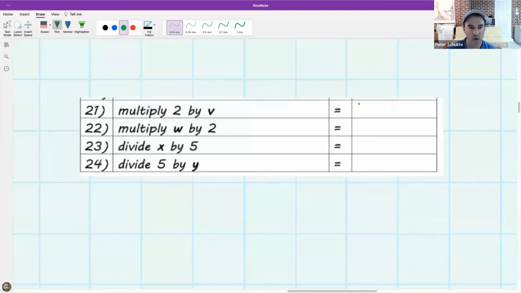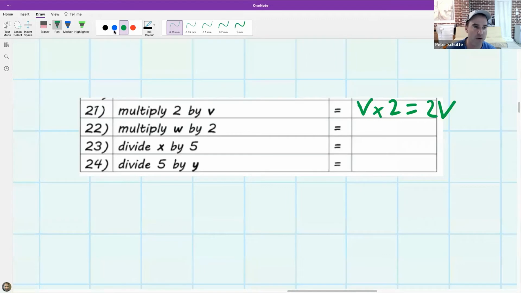Oh, okay. Well, how about you tell me the first one? Multiply 2 by v. What do you get? V times 2. Yes, it is v times 2. Can you tell me another way to write v times 2 that looks a little bit neater? 2 times v. Yes, and we say it 2v. So 2v literally means v times 2, but if we write it like that, it just looks a little bit neater.